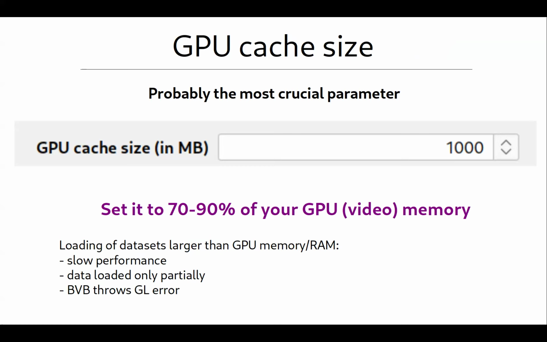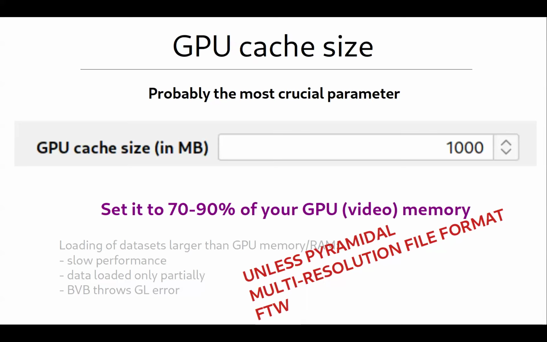In principle, the idea is that we're going to work with 3D volumetric data coming from microscopy. To visualize it in 3D, you want to load almost everything to the GPU memory. But if your data set is larger than available memory, then you will probably have very slow performance. It will be loaded only partially, so only half of it is displayed, or BDV will crash with some kind of error, unless you use a multi-resolution file format.